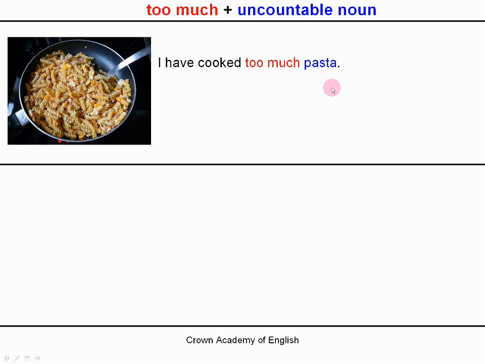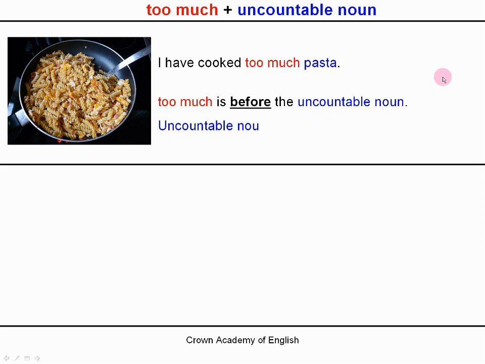Pasta in English is uncountable. So we write too much. And again, too much is before the uncountable noun. And uncountable nouns are always in the singular form. So there is no S here.